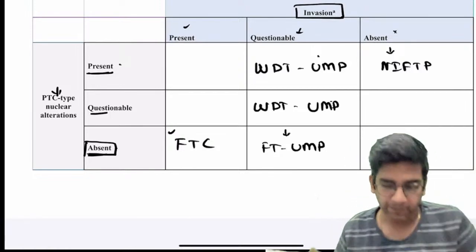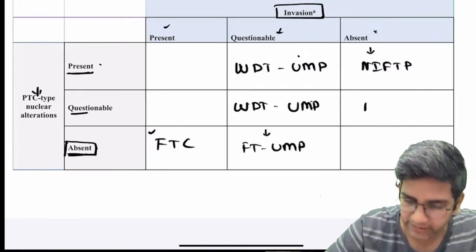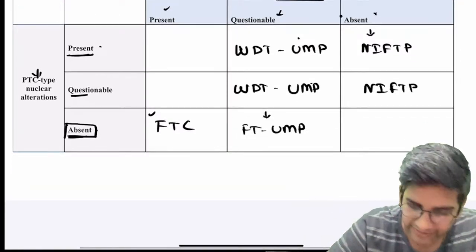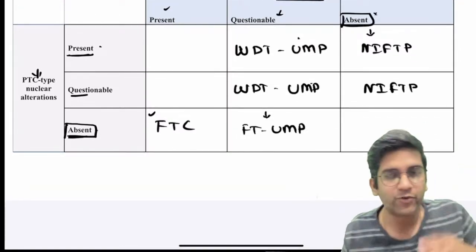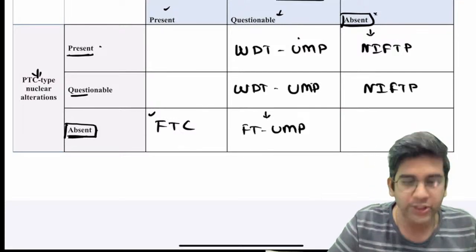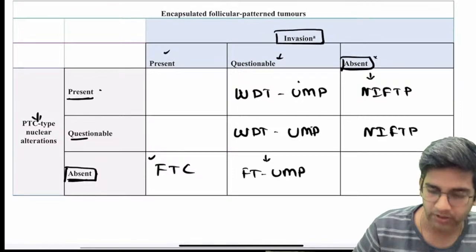Fine. Now let's try to fill up this as well. When it's questionable PTC, this also goes to NIFTP only. Now tell me what will be here. I have no nuclear features of PTC, but there is no capsular invasion also. Tell me who will come here.